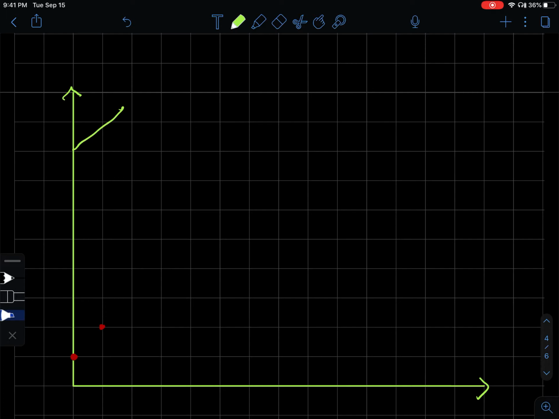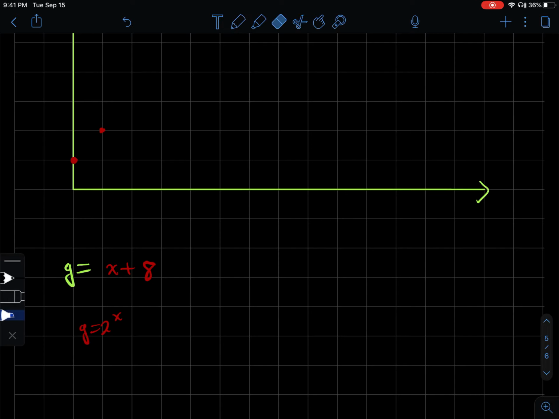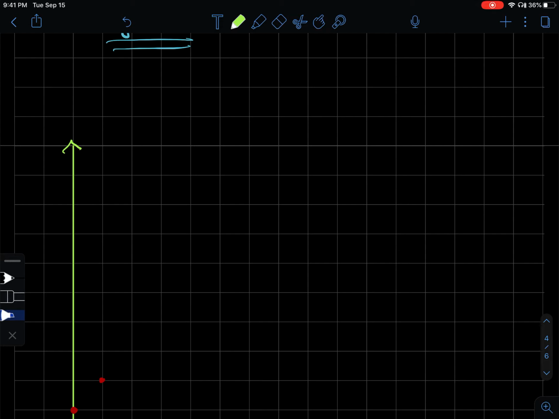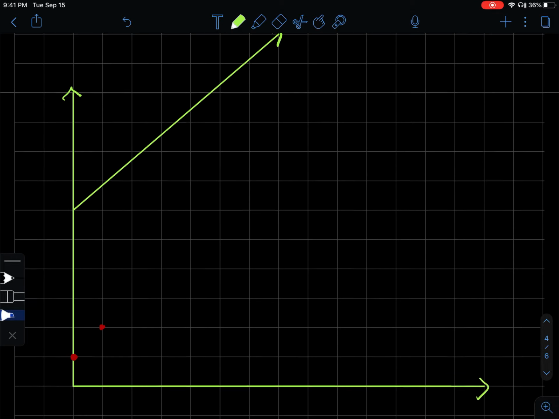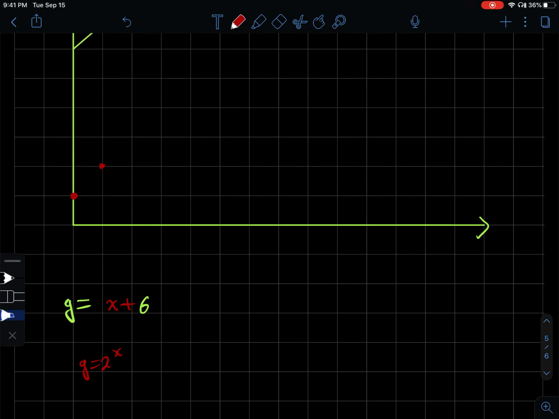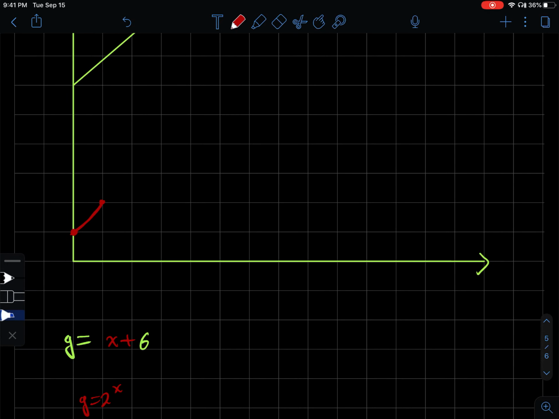Okay, so here's the y equals x. Actually, let's keep it at 6. I'm going to keep it at 6 here. So 6. All right, this is good. Okay, here's our line, y equals x plus 6. Now, as you can see, the exponential function starts off lower than the linear function, right? In this case, the linear function is an arithmetic sequence and the exponential function is a geometric sequence.